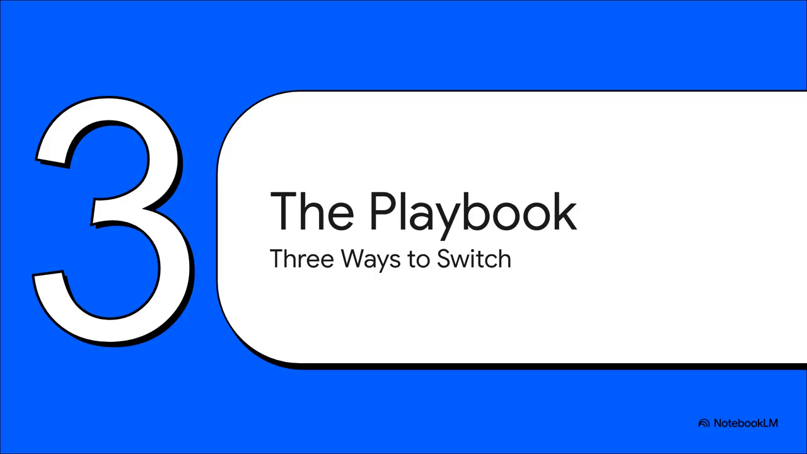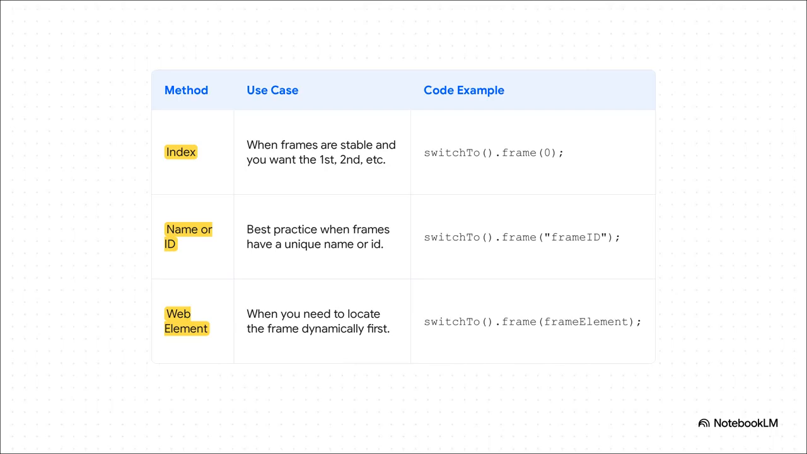Now, to actually do this, Selenium gives us 3 different ways to target the right frame. So let's check out the playbook so you know exactly which tool to use and when. So this slide here, this is your whole toolkit. First, you can switch by index. Super simple. 0 is the first frame on the page, 1 is the second, and so on. Second, you can switch by name or ID. And honestly, this is the best practice. If the developers gave that iframe a unique name or an ID, use it. It's much more stable. And your third option is to find the iframe as a web element first, and then just pass that element directly to the switch command. So yeah, you've got 3 solid options for any situation you're going to run into.